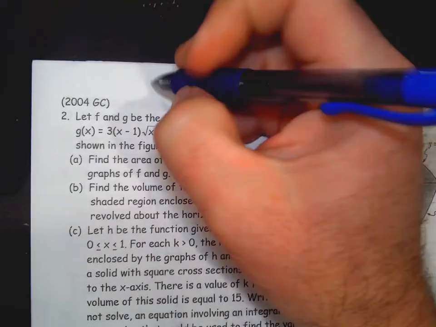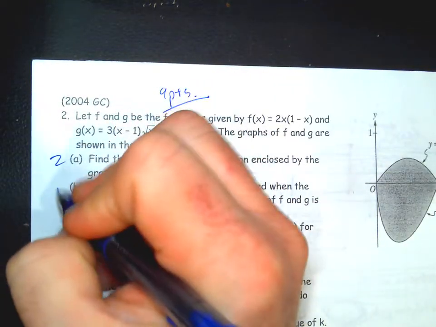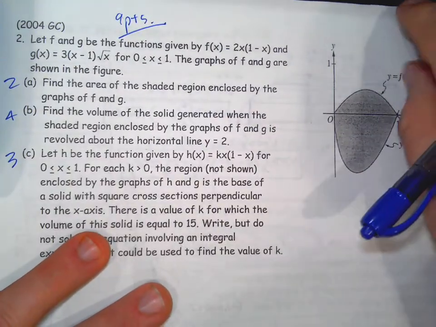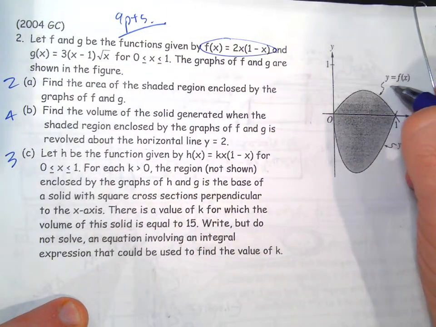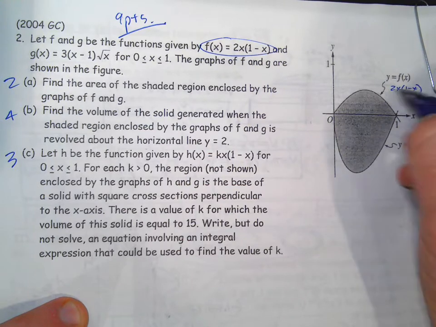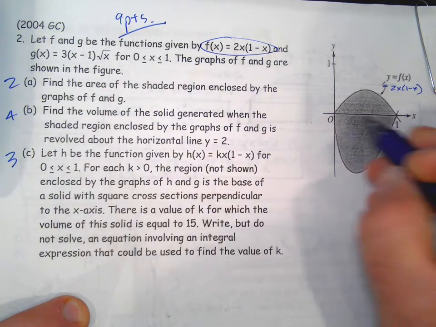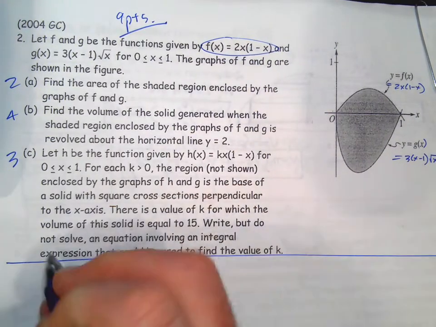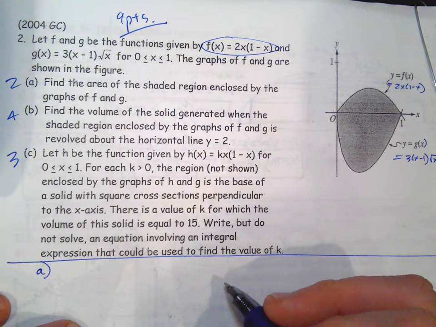These free response problems are out of 9 points on the AP test. This one is 2, 4, 3. The point breakdown changes every time. It says let f be the function 2x, 1 minus x, and then g is the function 3x minus 1 square root of x, 0 to 1. Part A says find the area of the shaded region.